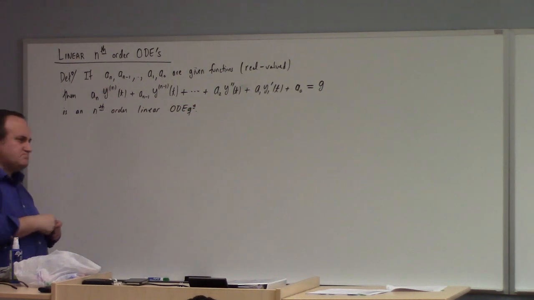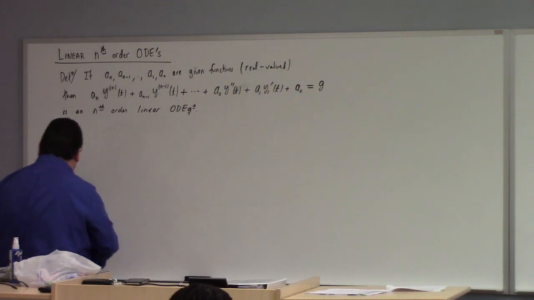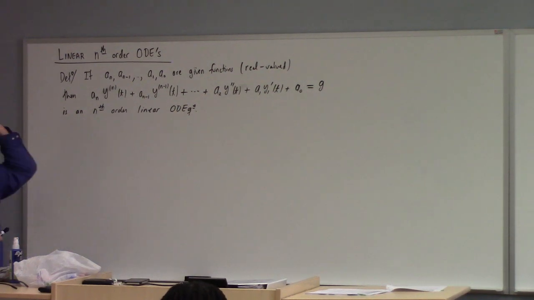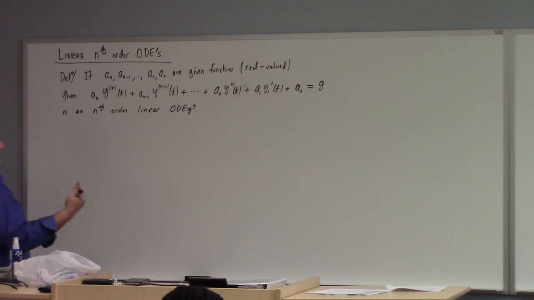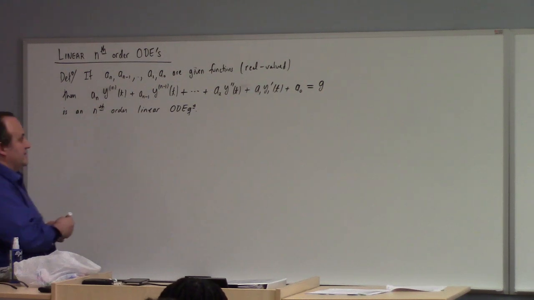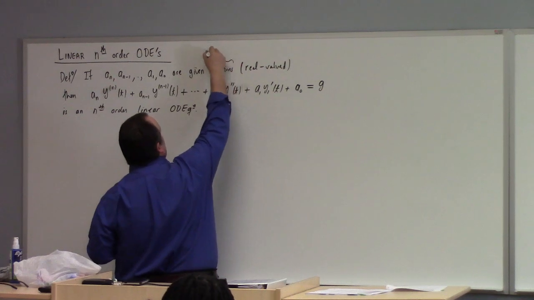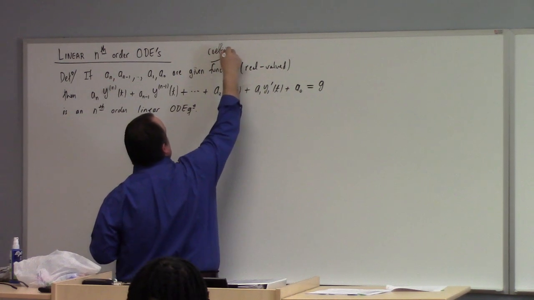Now here I'm assuming that a sub n is non-zero, all right? So it's like a non-zero function. And typically, the given functions have some sort of common domain. So you could say the domain of definition for the differential equation is all possible t that are in the common domain of all the coefficients here. These given functions are the coefficients of the differential equation, right? You can say they're coefficient functions.